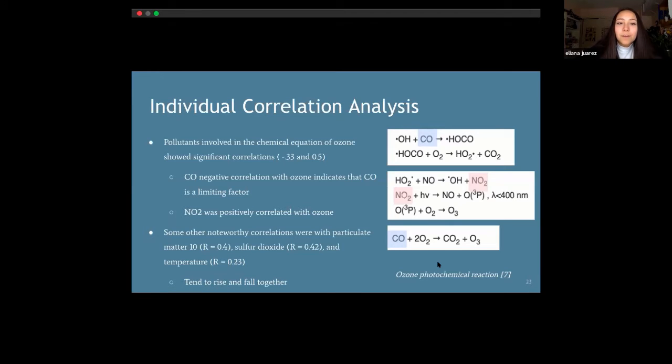The pollutants that were involved in the chemical equation of ozone showed significant correlations. Carbon monoxide's negative correlation with ozone indicates that it is a limiting factor in ozone formation, and nitrogen dioxide was positively correlated. Also, something to note about these relationships is that they could be correlations or they could be actual causal relationships. So all we know is that they do tend to rise and fall together at least. Other noteworthy correlations were with particulate matter 10, sulfur dioxide, and temperature.